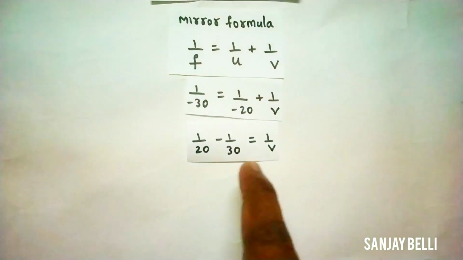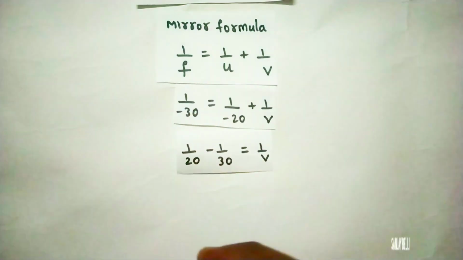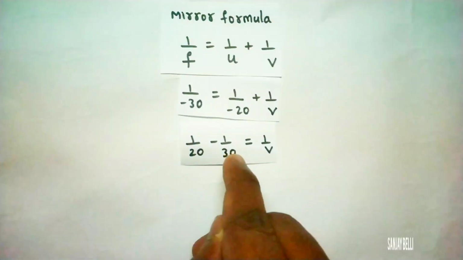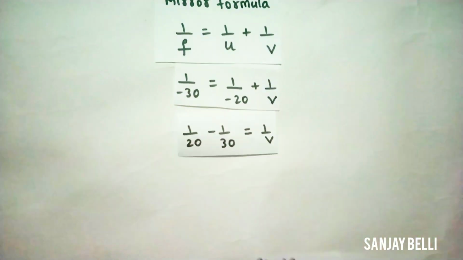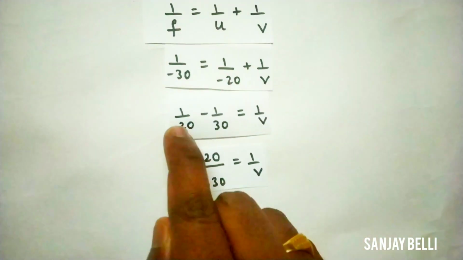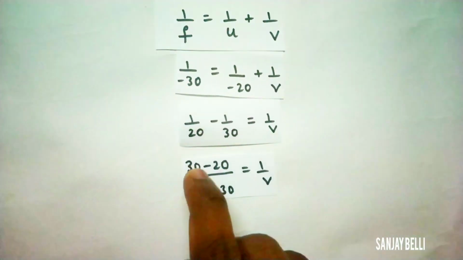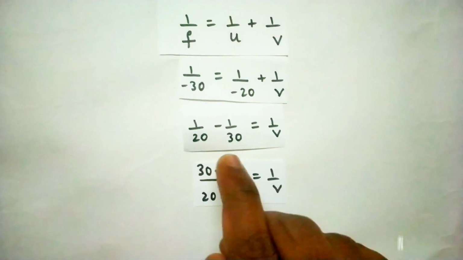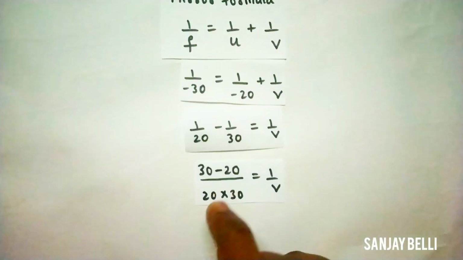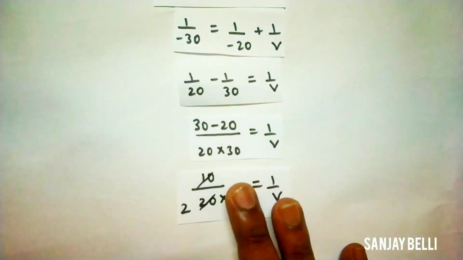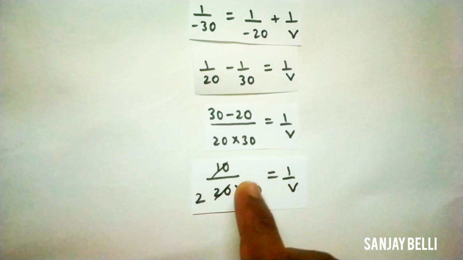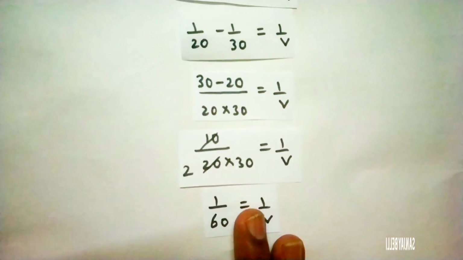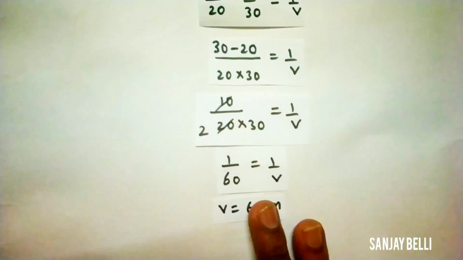So now you have to do your LCM of 20 and 30. I will be using a simple technique to do LCM. The denominators should be multiplied and the numerators cross multiplied. That is, at the denominator 20 into 30, numerator 30 minus 20 equals to 1 by V. So 30 minus 20 equals to 10, and that is 10 by 20 into 30 equals to 1 by V. 10 ones are 10, 10 twos are 20, so 1 by 2 into 3 is 1 by 60. So V equals to 60 centimeters.